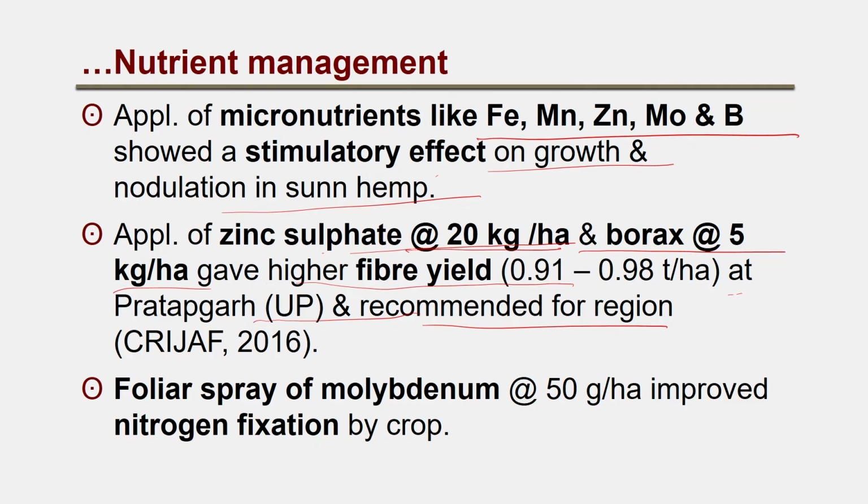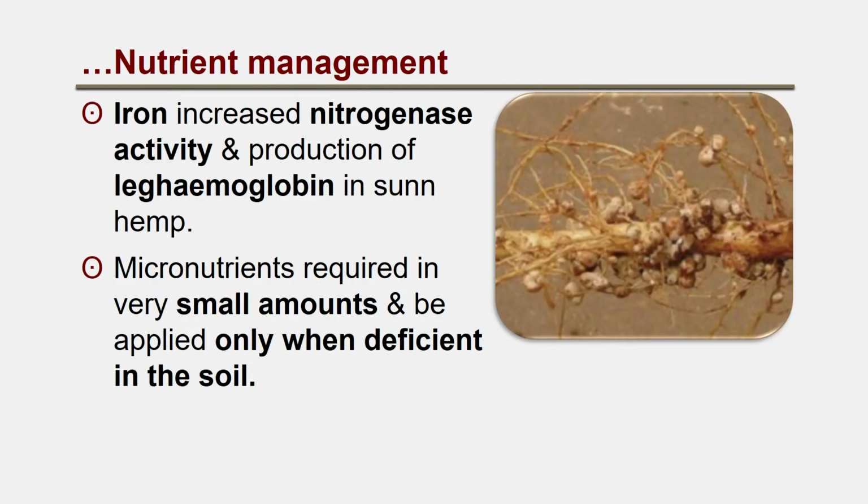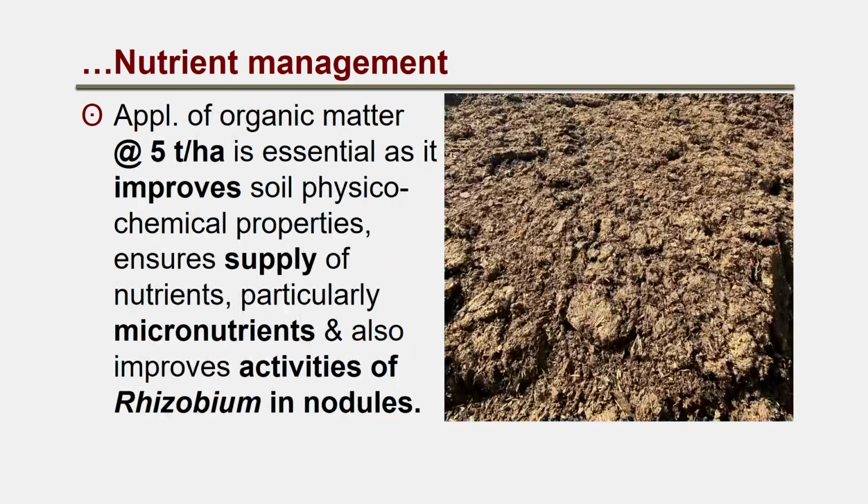Foliar spray of molybdenum at the rate of 50 gram per hectare improved nitrogen fixation by the crop. Iron increased nitrogenase activity and production of leghemoglobin in sannhemp crop. So, iron is important for formation of leghemoglobin. Micronutrients, required in very small amounts, should be applied only when deficient in the soil. So, in case of micronutrients, the best option could be to go for soil testing, and based upon soil test, micronutrients should be applied.